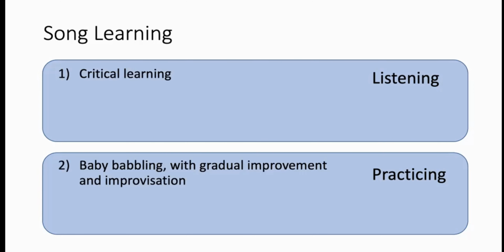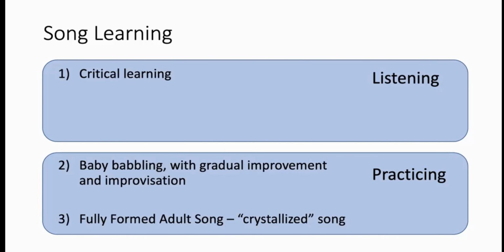The next stage is similar to baby babbling. This actually is broken down technically into a couple different groups, but you can think about it generally as a babbling and practicing stage. So the mental template is there, and now the bird is practicing producing the sound and comparing that sound to their mental template and gradually improving, and in some cases improvising as well. That gradual improvement and practicing stage has different time periods in different species. And then finally, there's this fully formed adult song, which is called the crystallized song.